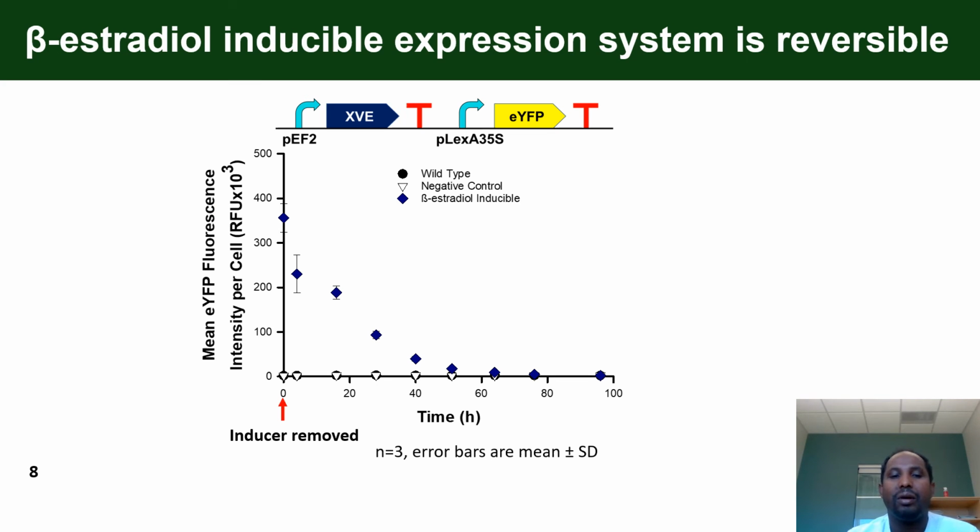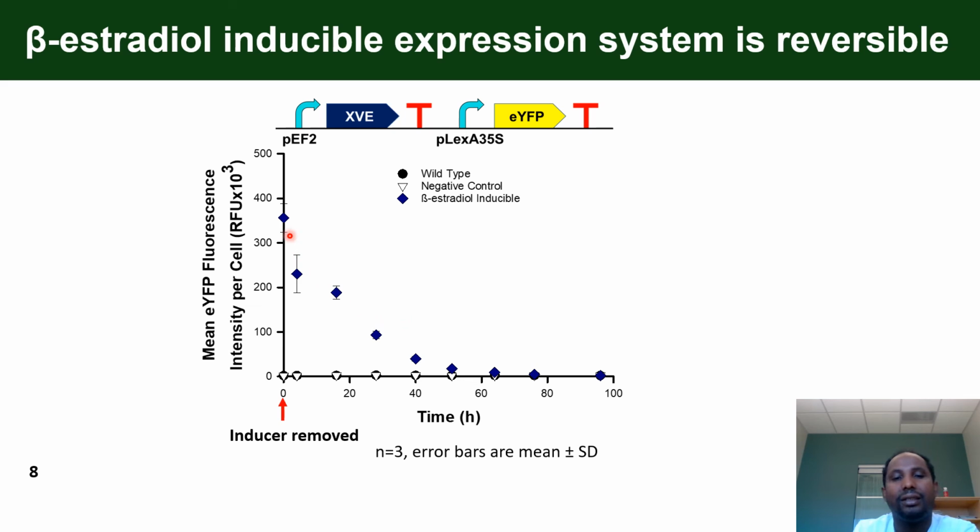One of the requirements for a chemically regulated expression system is reversibility. To demonstrate the reversibility of our system, we treated cells with 1 micromolar beta-estradiol and removed the inducer by washing 48 hours after induction. And we assigned that time point the 0 time point. And we measured the fluorescent intensity over time.